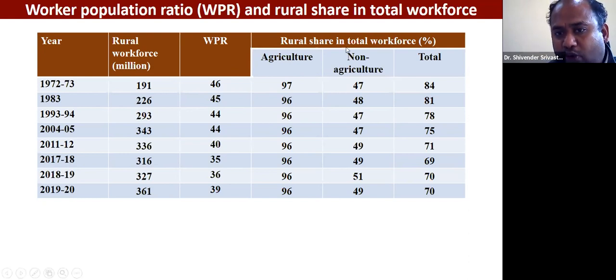Rural share in total workforce shows that almost everything in agriculture is produced in rural areas, but in the non-farm sector about 50%. It means whatever trend we saw in the last slide up to 2011, almost the same trend has continued for the recent years also. And about 70% of India's total workforce is engaged in rural areas only. So these are a few of the evidences which show how the activities are distributed in the rural areas.